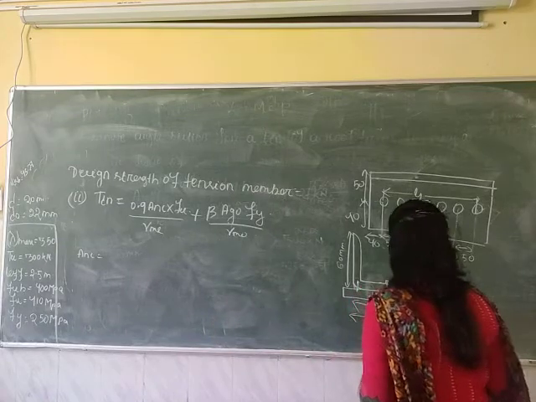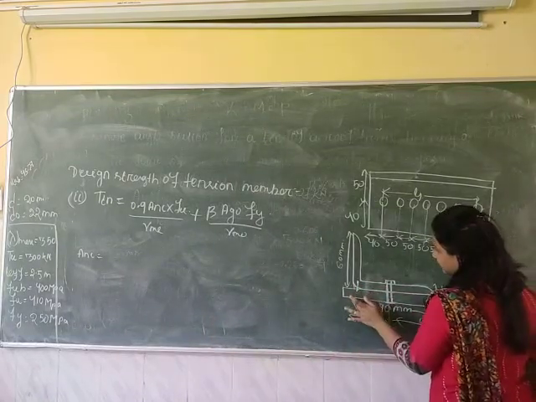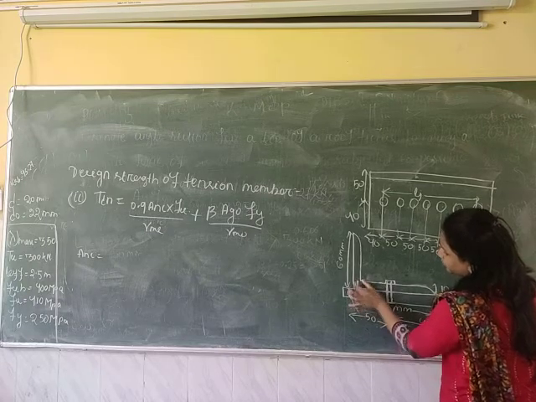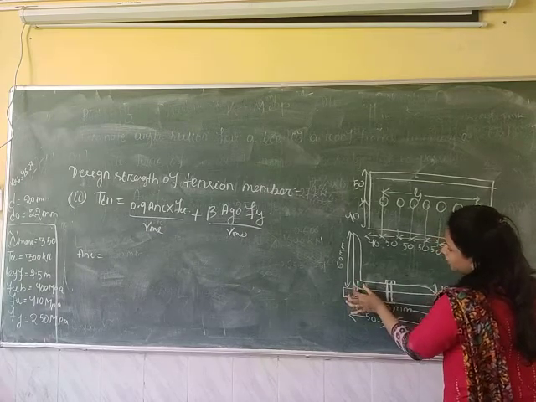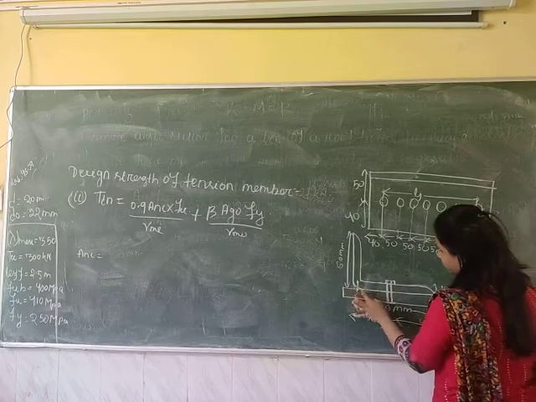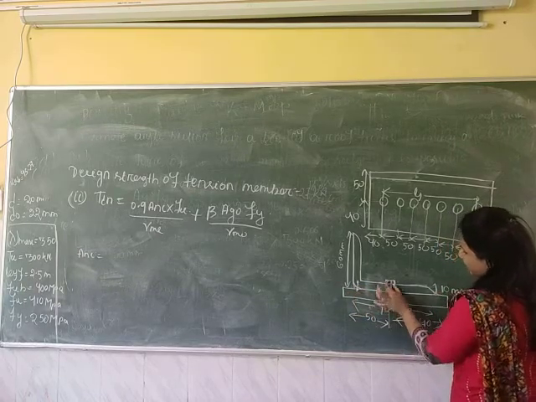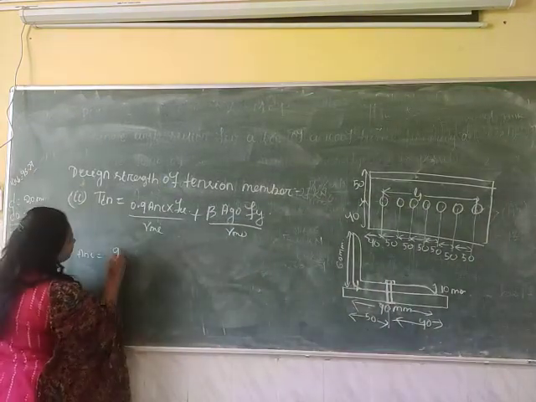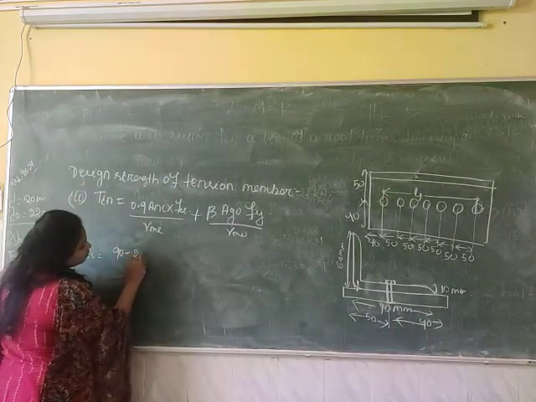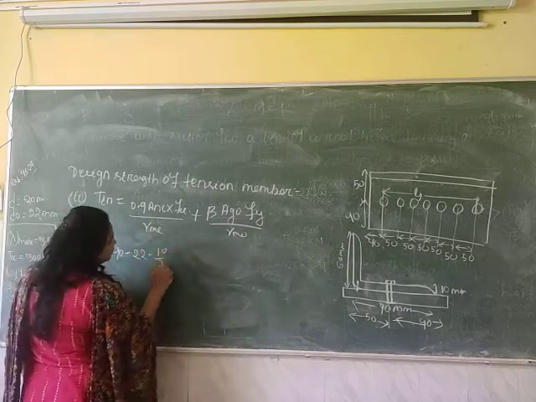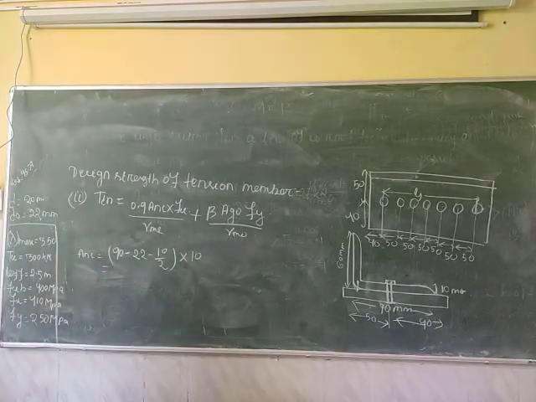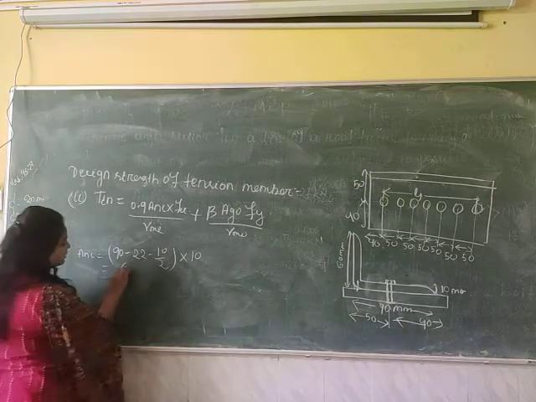So here take 90 minus 10 by 2, as this thickness is 10 and we have to take up to this center. So 90 minus 10 by 2 minus the bolt hole diameter, minus 22, into the thickness of the member, that is 10 mm. So this is 630 mm square.